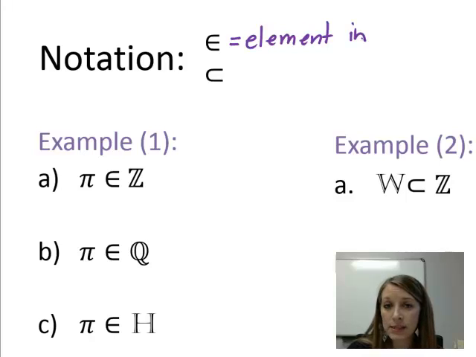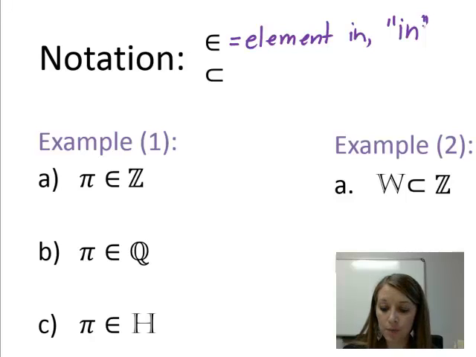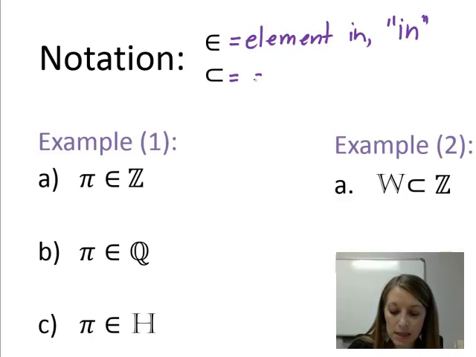Now, when I read a statement with this E thing in it, I really just think of the word in. Is that number in that group or in that box that we looked at earlier? The other symbol we have here is a squished looking C. That means, is it a subset of?